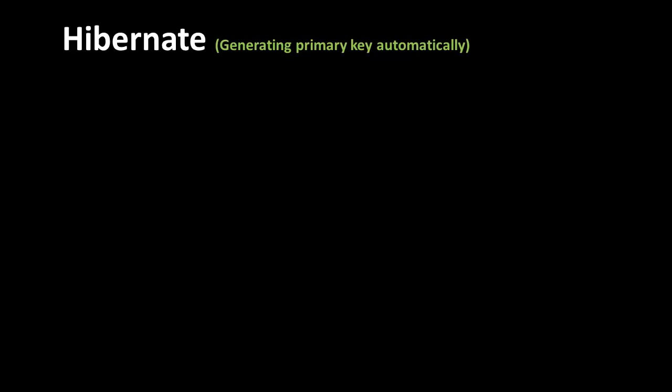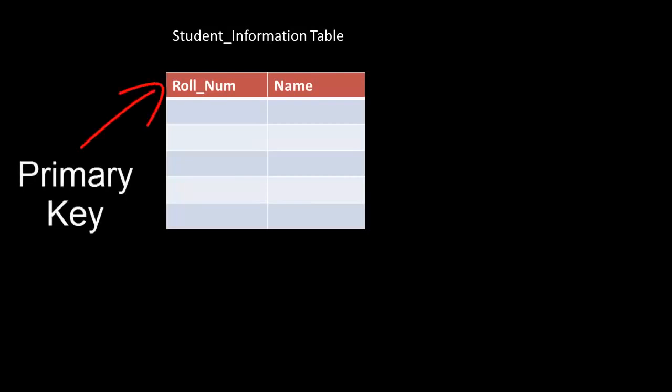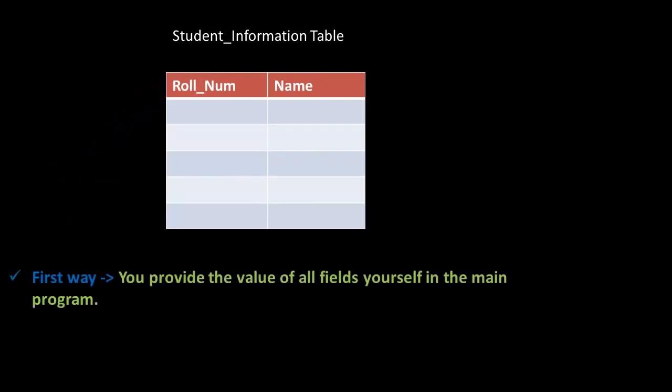If you have a database table which is having a primary key column in it, for example, student_information is having roll number as the primary key. Now, there are two ways to insert a record into such a table from your Hibernate application. First way is you provide the value of roll number and name of the student yourself in the main program and then call the same method of Hibernate to persist the student record into the database.